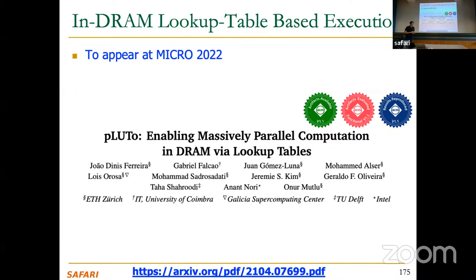Lookup tables are not so widely used in conventional processor-centric systems, because a lookup table requires you to access memory. And if you have fast ALUs, fast compute units in the processor, you can compute there instead of going to memory to get some pre-calculated value, for example. So that's why lookup tables are not so much used in CPUs and GPUs.